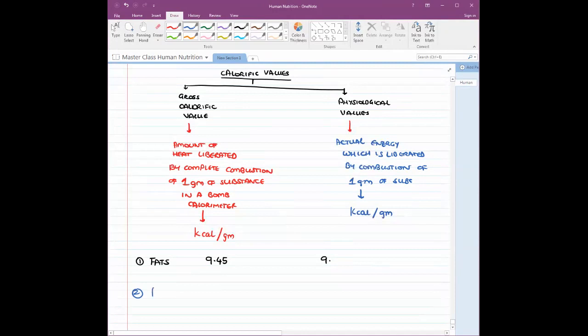Second thing, let's say we are having your proteins. When we talk about proteins, guys, proteins are going to have a gross calorific value of 5.65. And under normal circumstances, this is just going to be 4. Third, we are going to have your carbohydrates. Carbs are going to give you 4.1 kilocalories as gross calorific value. And once again, under normal circumstances, it is just going to give you 4 kilocalories only. This is how it is going to be, guys.